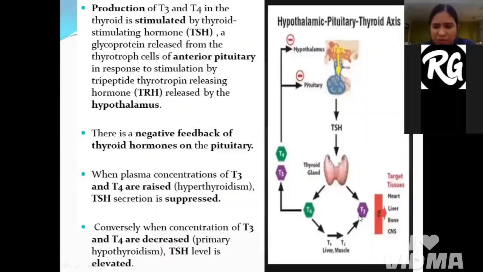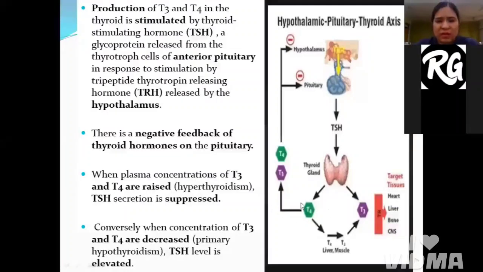T4 is also known as thyroxine, and T3 is also known as triiodothyronine. Why are they called T3 and T4? T3 because it contains three molecules of iodine, and T4 contains four iodine molecules. That is why it is called T3 and T4.